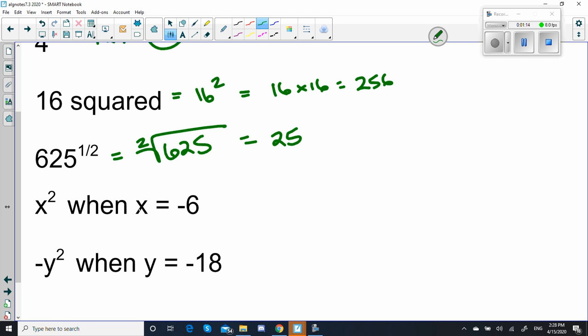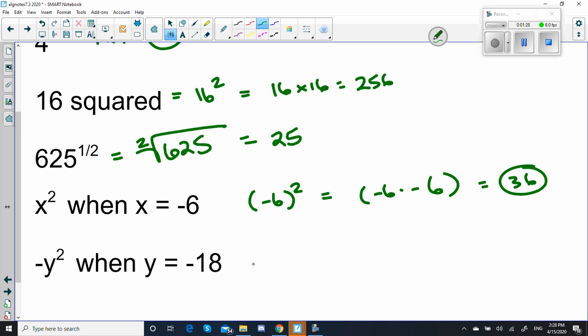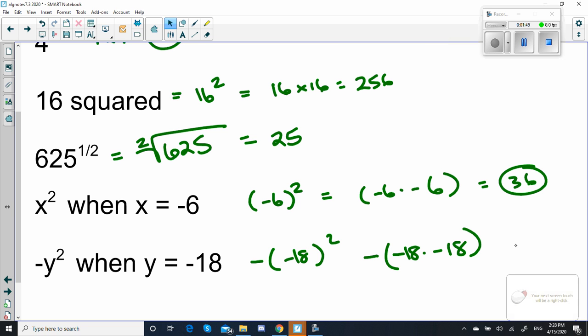So something times something that gives me 625, if I put that in my calculator, that would be 25. X squared, so I'm evaluating when x is negative 6. If I put negative 6 in here, this means negative 6 times negative 6, which is 36. So if you put this in the calculator, make sure you put the parentheses. And then here, negative 18 squared. So this means negative 18 times negative 18. We could put that in a parenthesis. 18 times 18, I'm thinking 324. Let me check though, because I don't want to be wrong. Yep, 324. So there's 3 negatives, so this is going to be a negative 324.